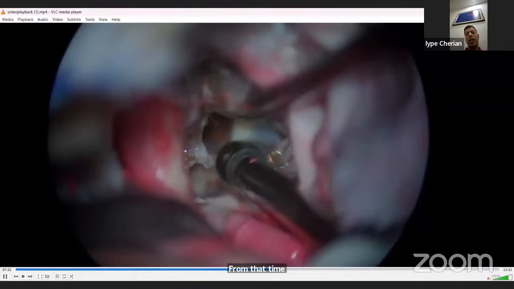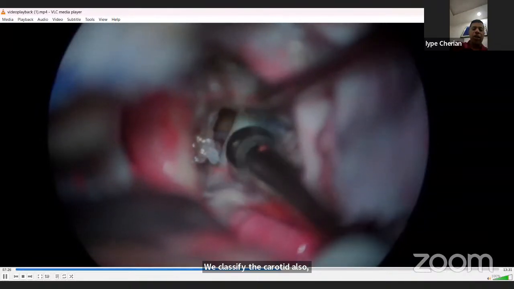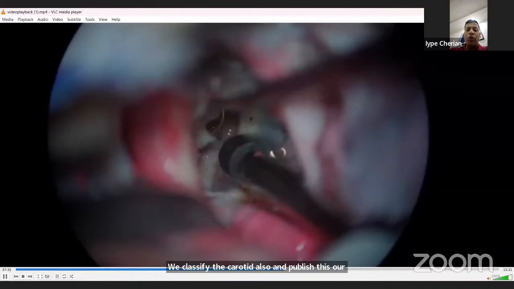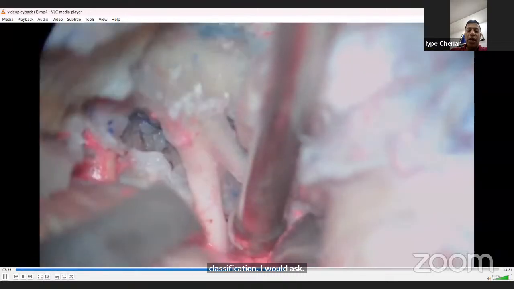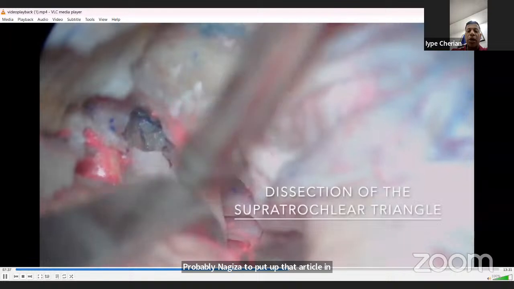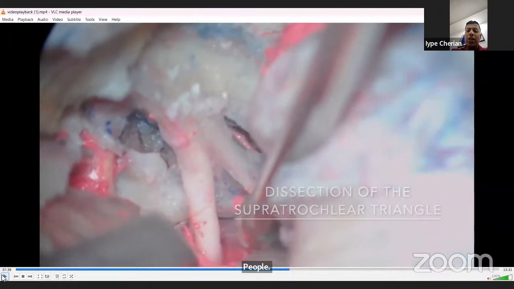We classified the carotid also and published this. Our classification of the carotid, I would ask probably Nargisa to put up that article in the chat group so people know about that classification, which is really easy.